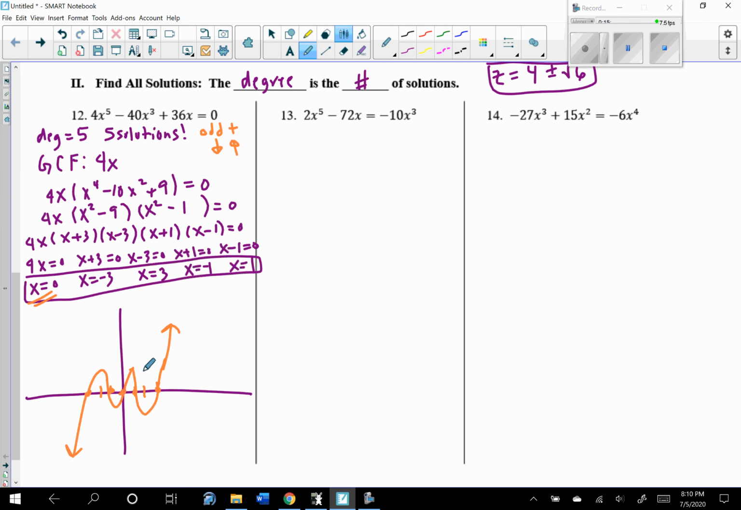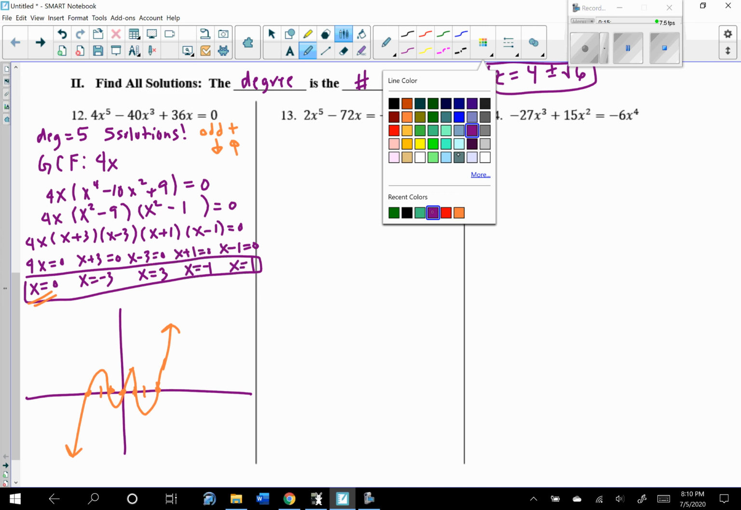But again, I knew I graphed it wrong because I accidentally made my graph go here, and I'm like, well, these are all multiplicities of 1, which means they cross through because they're odd, and we know that if it's even multiplicity, it would bounce, and that gives me my graph. Let's go ahead and look at the next one.